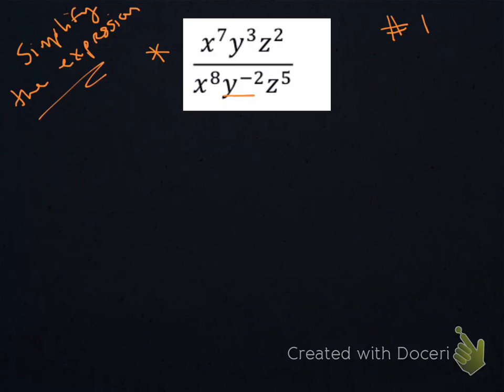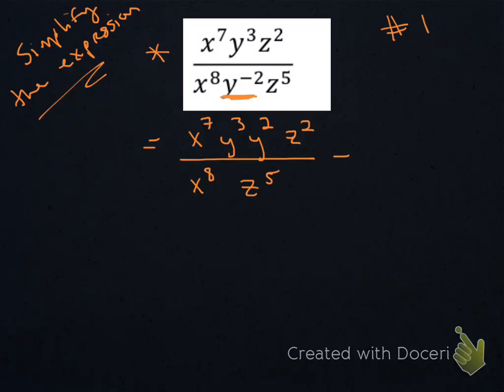So first thing, let's deal with this negative exponent. If we have a negative exponent, we can flip it to the other side and make it positive. So then this will all be equal to x to the 7th, y cubed, and then we brought this y to the negative 2 up top, y squared, z squared, all over an x to the 8th. Then we moved that y to the negative 2nd up to the top, and the z to the 5th.